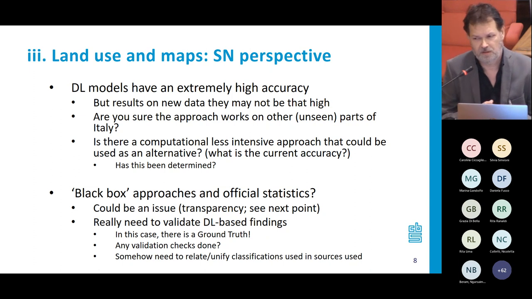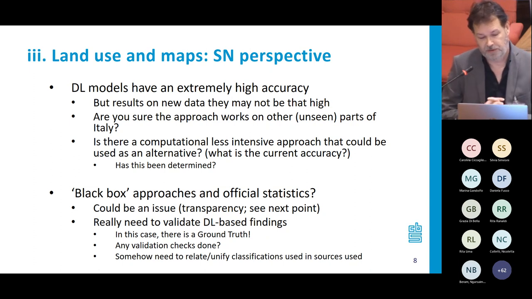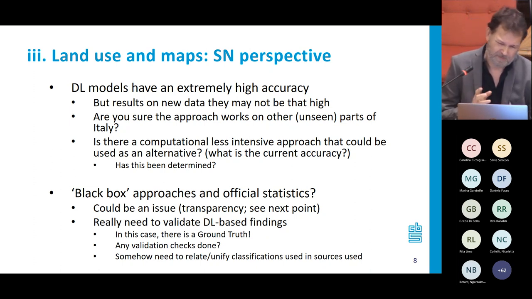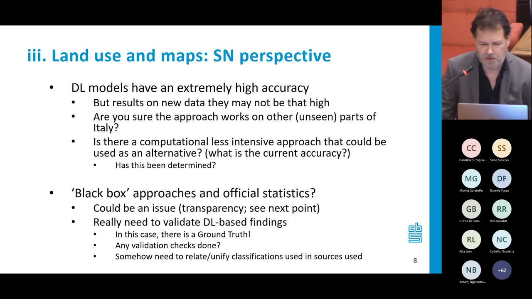I guess not only solar panels. So I wonder how surely the model that's being developed works on unseen parts of Italy. I hope it detects rivers and highways well. I assume it will, but that's something you need to test. And is there an alternative for that? I'm just curious what the current accuracy is on all the other things. I have to say something about black box approaches and official statistics. That could be an issue. Transparency is very important.